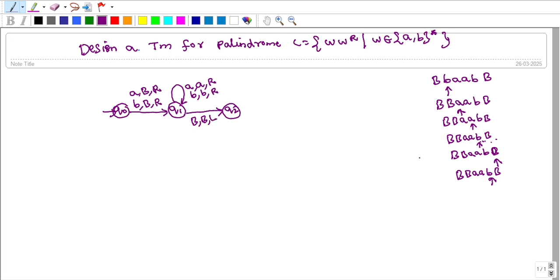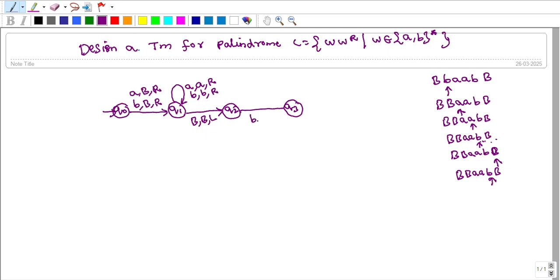When you move on the left, we are standing in the state Q2. But here the problem is b. So b will be replaced by capital B, and we will be moving on the left. So in Q2, when b is replaced by capital B, go from Q2 to Q3.